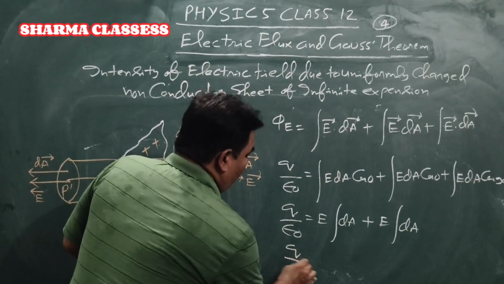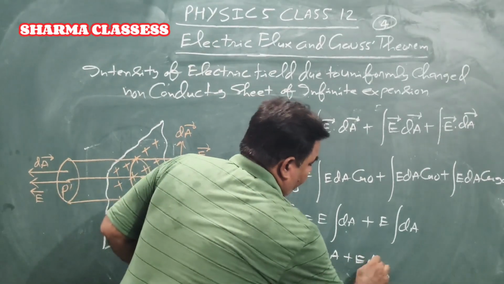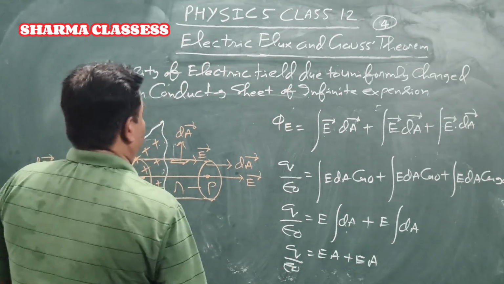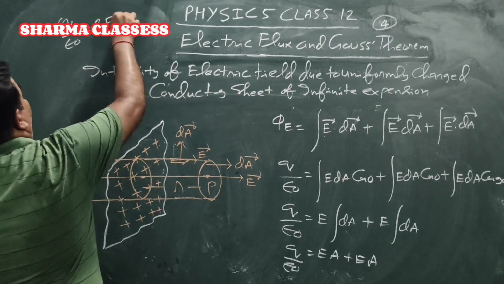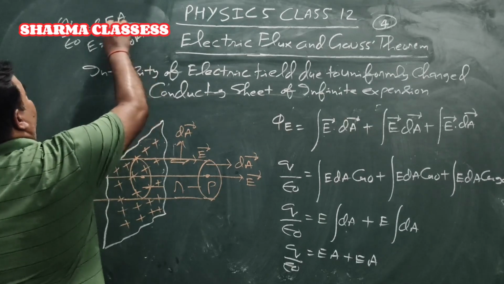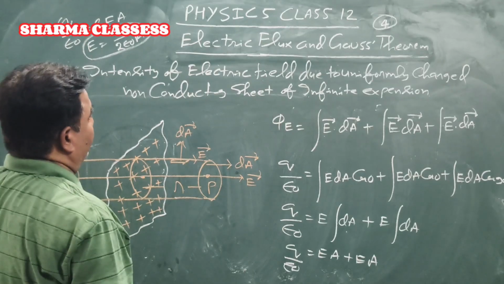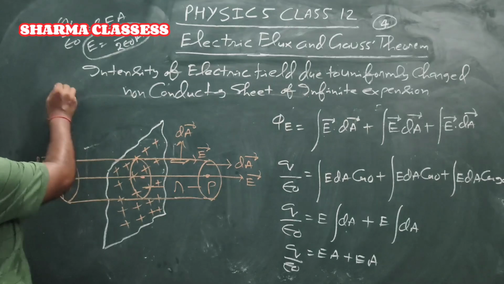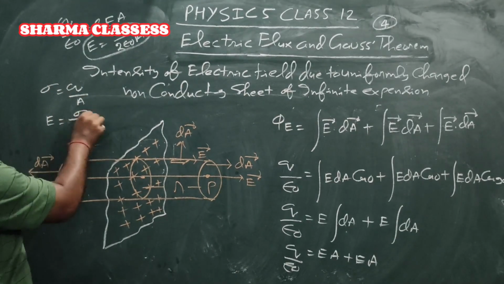So Q upon epsilon naught equals E A plus E A. Integration of dA is A, so E into 2A. Q upon epsilon naught equals 2EA, and E is Q upon 2 epsilon naught A. This is the intensity of electric field at any point due to a uniformly charged non-conducting sheet of infinite expansion. If the surface charge density of this sheet is sigma, equal to Q upon A, then the intensity of electric field is sigma upon 2 epsilon naught.